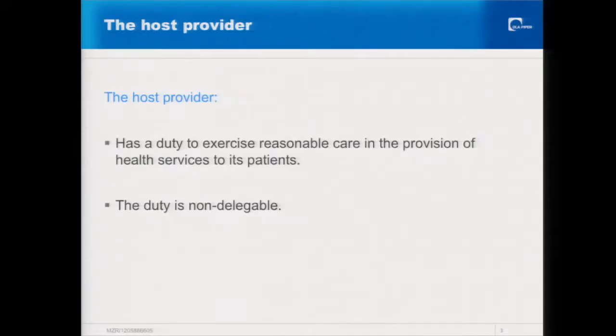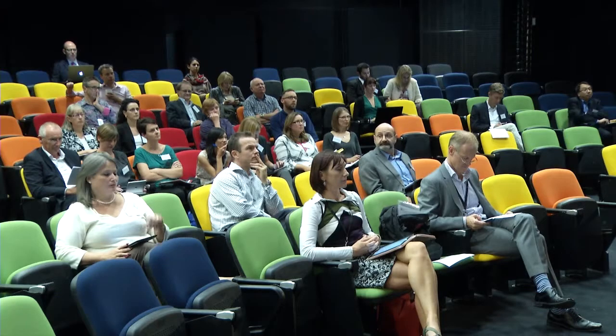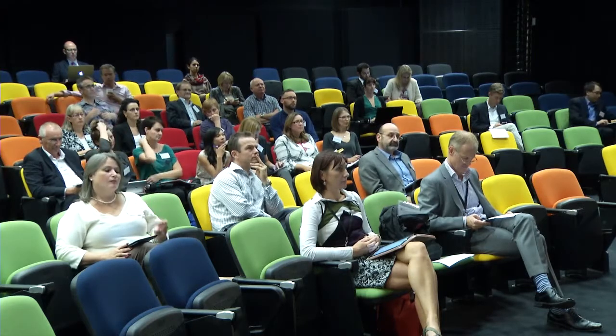Now, the host provider. The host provider is the person at whose facility the patient presents, expecting to receive care, and part of that care is going to be delivered via some technological means. Let's assume the host provider is a facility and not an individual. The host provider has a duty to exercise reasonable care in the provision of healthcare services to its patients. That sounds very obvious, it won't be any surprise to you. But the other aspect is that the duty is non-delegable. So what does that mean?